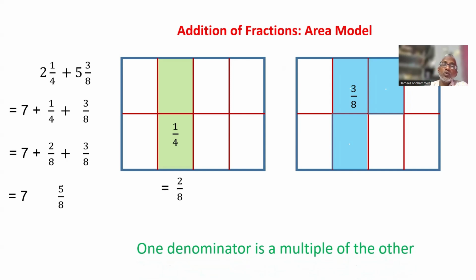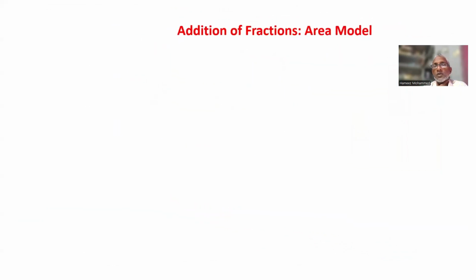We didn't need to go through the idea of the wholes. That was understood, 2 and 5 is 7, right? And we handled the proper fractions that were left. Let's go look at another one now, where we're going to increase the difficulty. So we can see 2 1/4 plus 1 2/3.